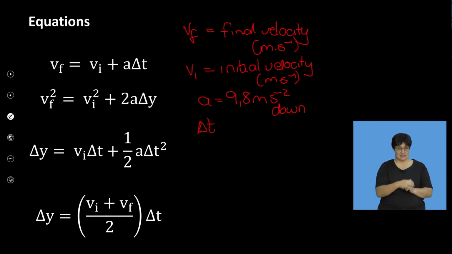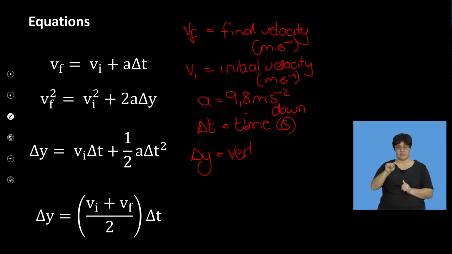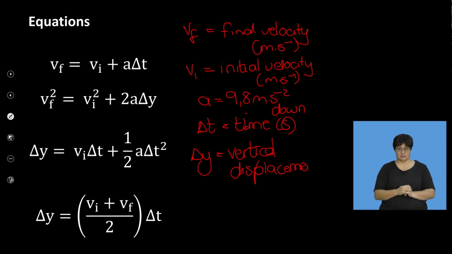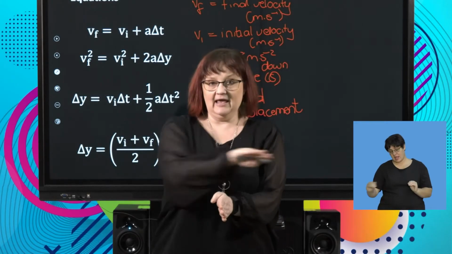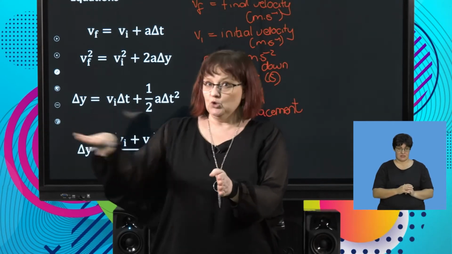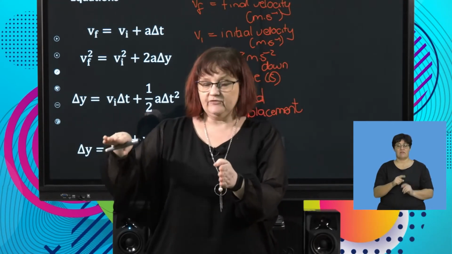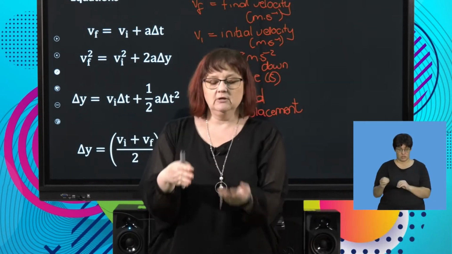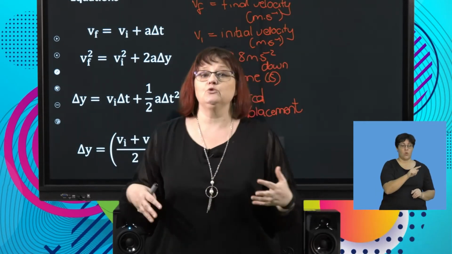Delta t is time, measured in seconds. Delta y is vertical displacement. We'll just call it displacement after this, but I'm just trying to remind you that it's vertical. In maths, you have the y-axis on a graph and you have the x-axis. Before, you worked with the x-axis, so you used delta x for displacement because it was horizontal motion. Now we're looking at vertical motion, we use delta y.